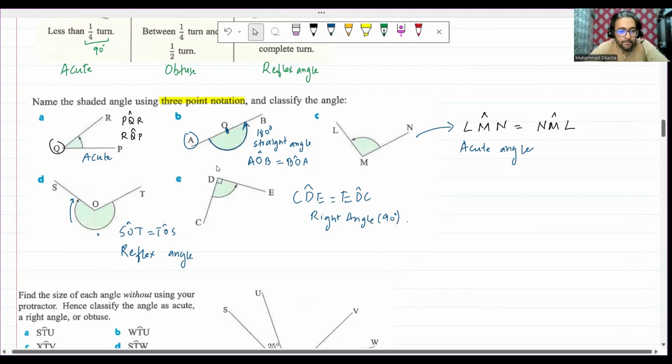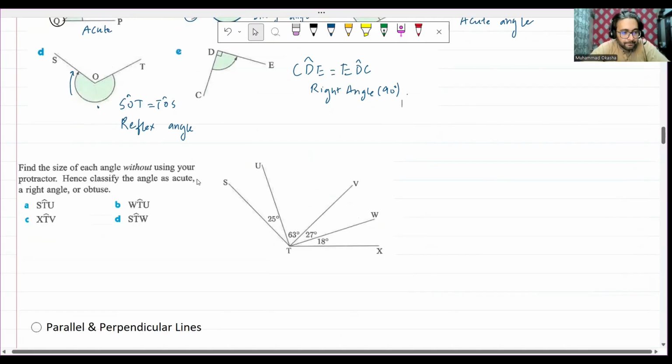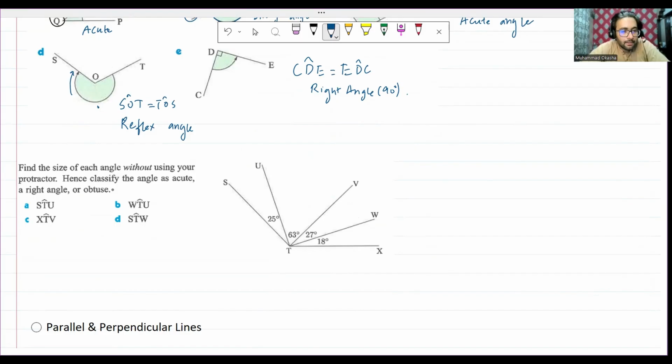Okay. Without using a protractor, hence classify the angle as acute, right, or obtuse. So what about angle STU? Angle STU would mean starting from S, T, and U. So here we can see this is the angle, right? What's the measure of this angle? This angle is 25 degrees. And acute. I'm going to just write A, acute.